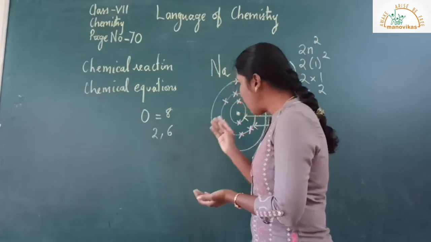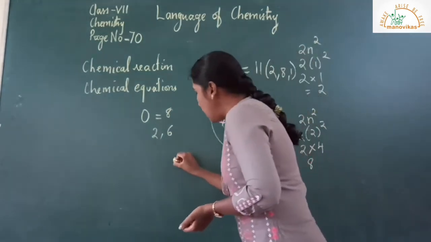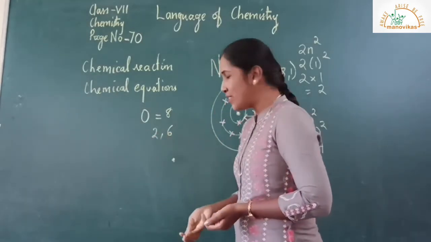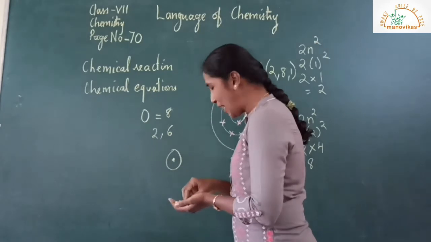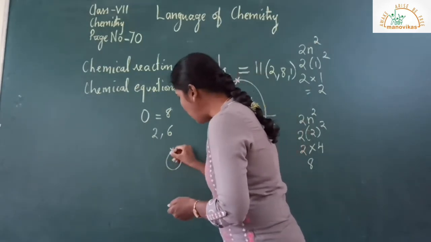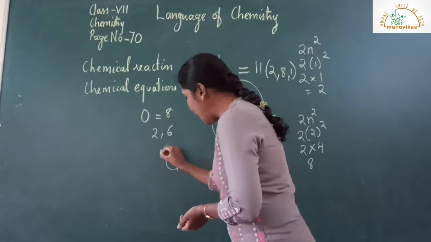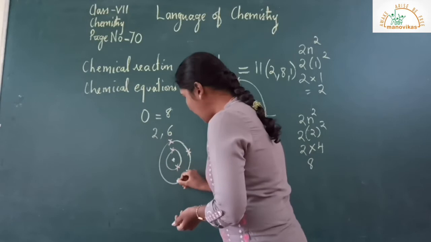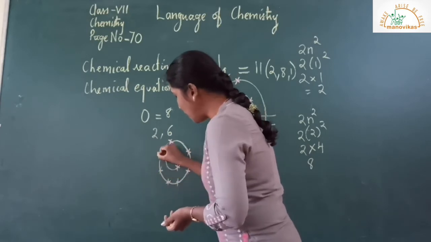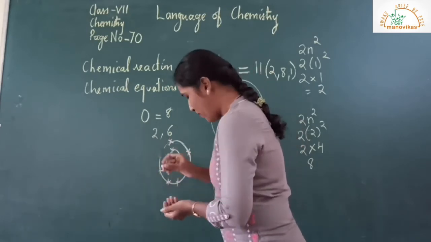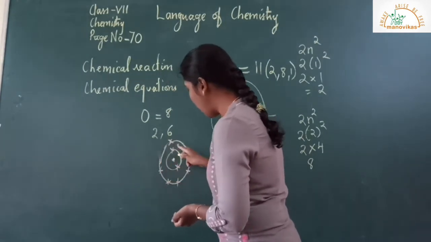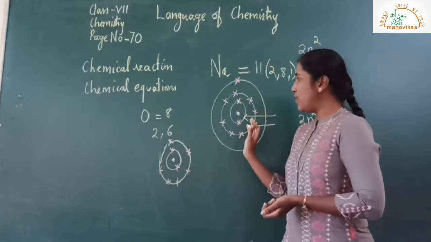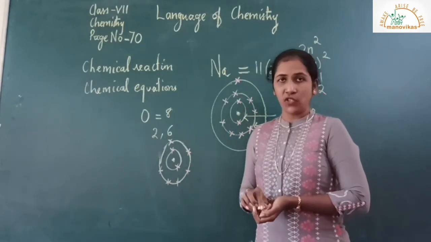Okay. So if I have to draw it, this will be the nucleus. It is going to have how many shells? 2 shells. So the first shell will have how many electrons? 2 electrons. 1 and 2. Same way, second shell will have 6 electrons. 1, 2, 3, 4, 5, 6. Okay. So this is how we can write the electronic configuration.